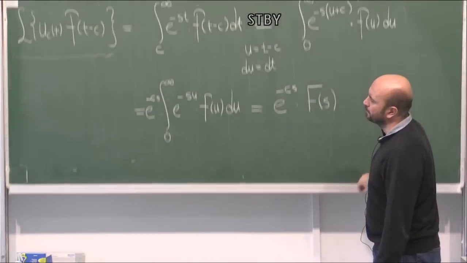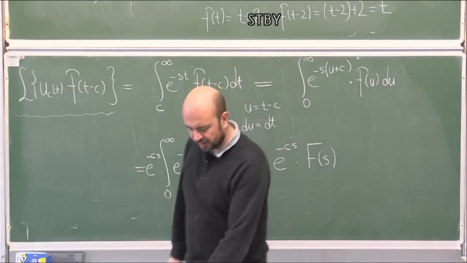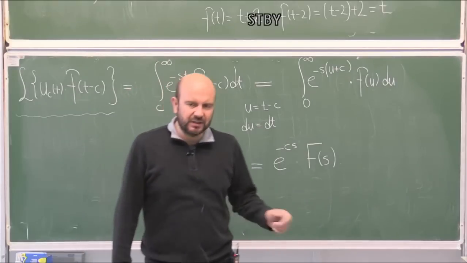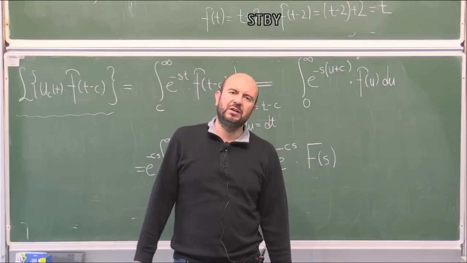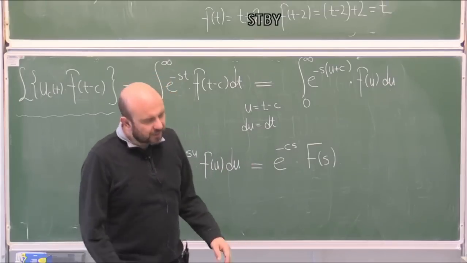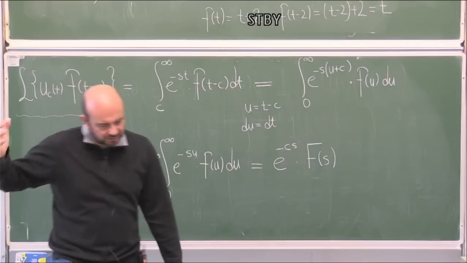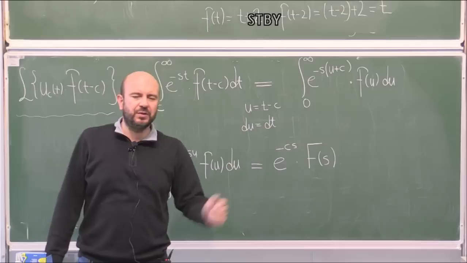Okay. Now I want to stop here, and then we will continue with some more examples, and then we will use them to find solutions of initial value problems where the forcing functions, or the function which makes it not homogeneous, are piecewise continuous.